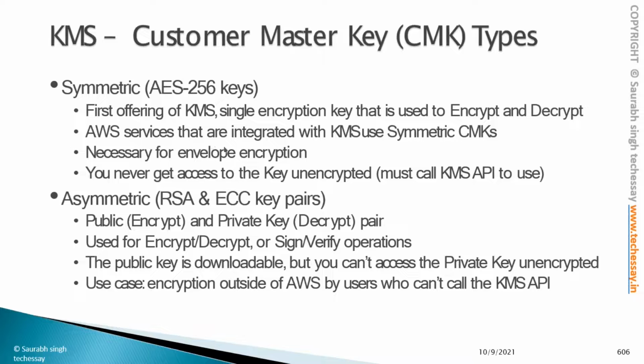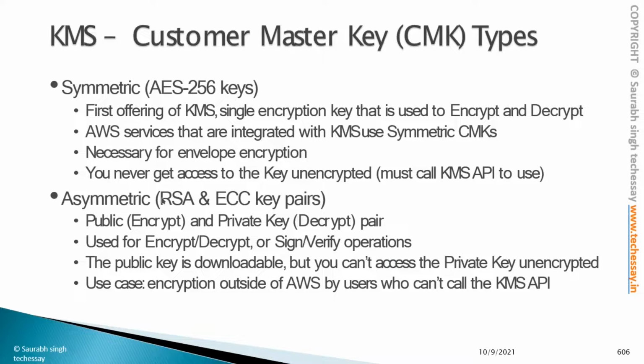AWS services that are integrated with KMS use a symmetric customer master key, which is necessary for envelope encryption. We never get access to the key unencrypted, and we must call the KMS API to use it. So let's talk about asymmetric.